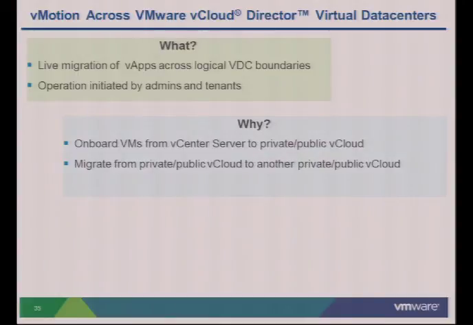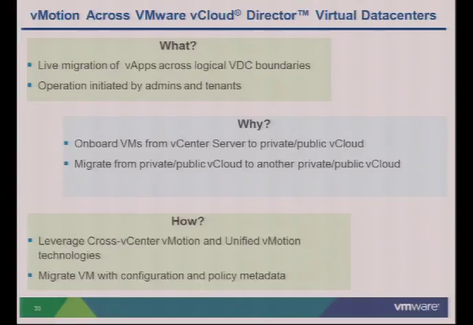Users will be able to use cross VDC vMotion to onboard VMs from the VC environment onto the vCloud environment. And once on the vCloud, vApps will be able to move from vCloud to vCloud. VDCs contain services, and vApps use these services in order to enforce user-defined policies and SLAs. So when the vApp crosses a VDC boundary, these policies will move with the vApp and get applied at the destination.